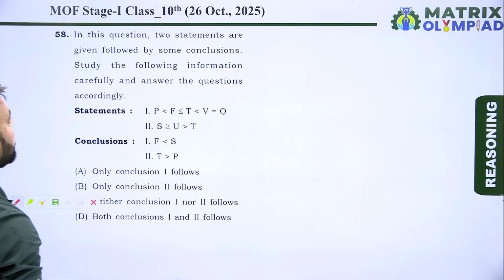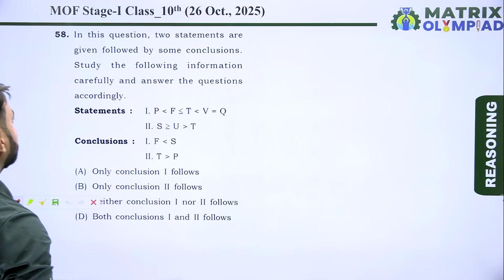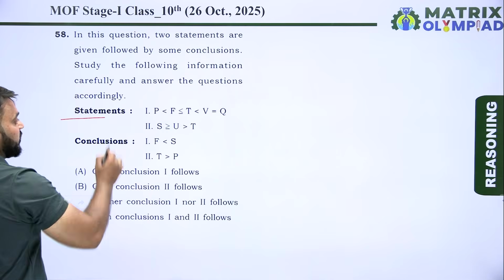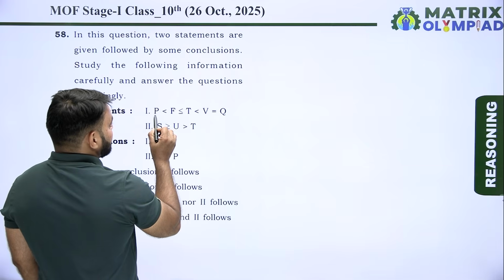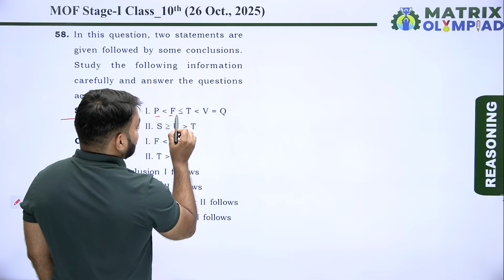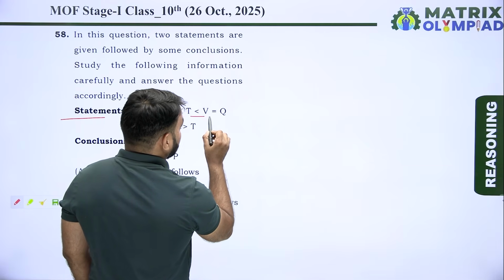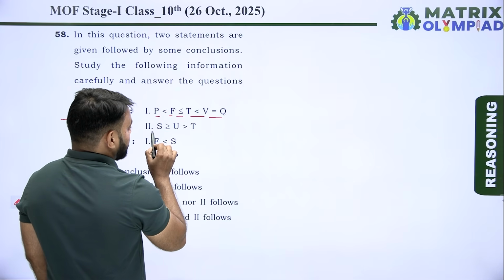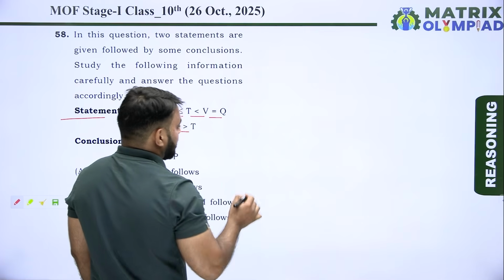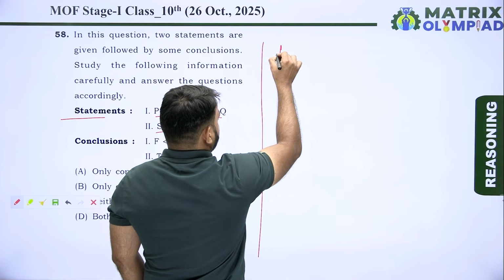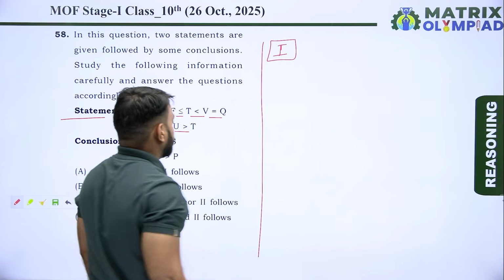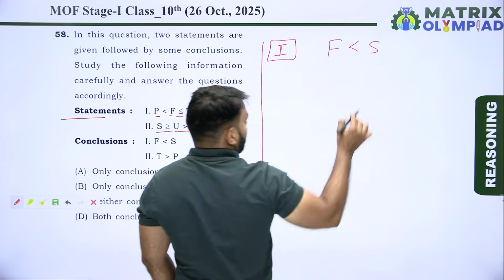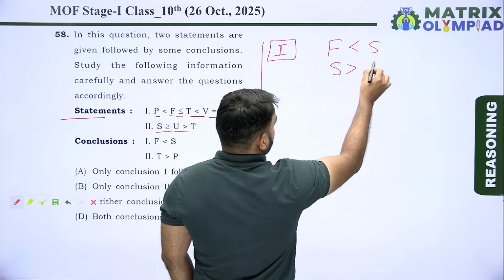In this question, two statements are given followed by some conclusion. Study the following information carefully and answer the question accordingly. We have two statements. दो स्टेटमेंट दे रखे हैं. P is less than F, F is less than equals to T, T is less than V, V is equals to Q. Now statement second is S is greater than equals to U, U is greater than T. We have two conclusions. So according to conclusion first, F less than S. Other you can say S is greater than F.